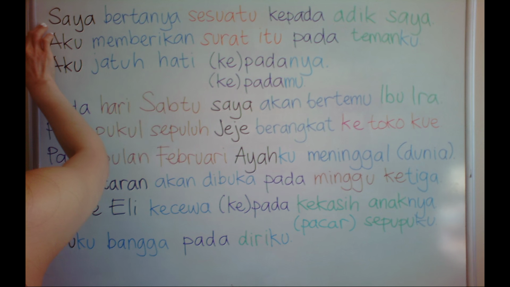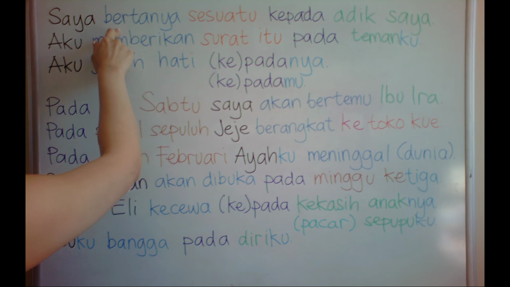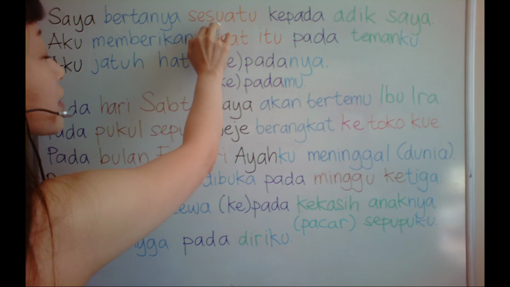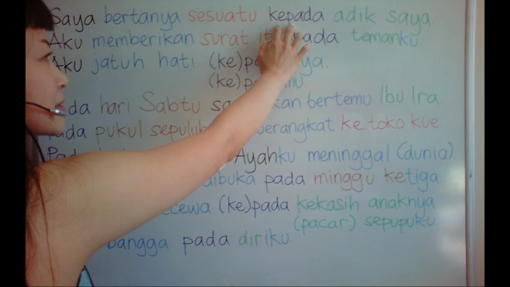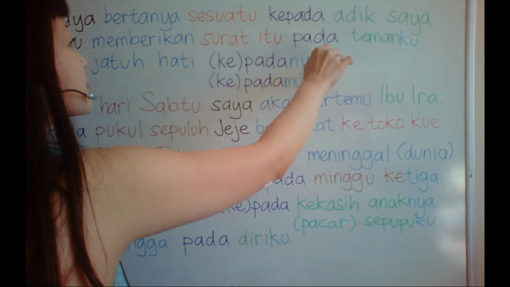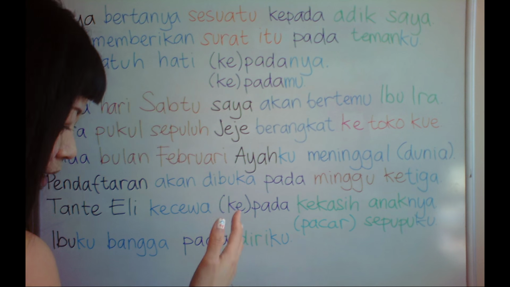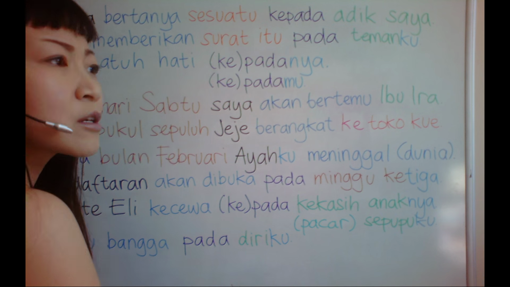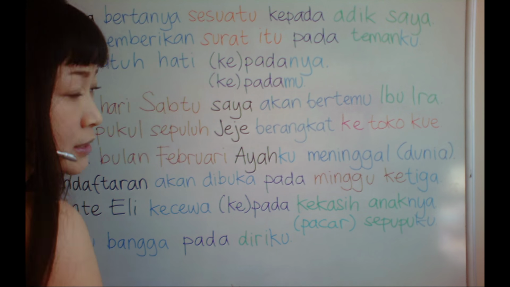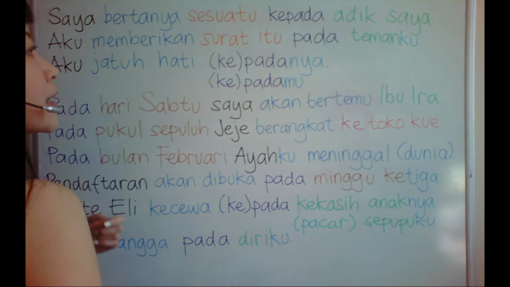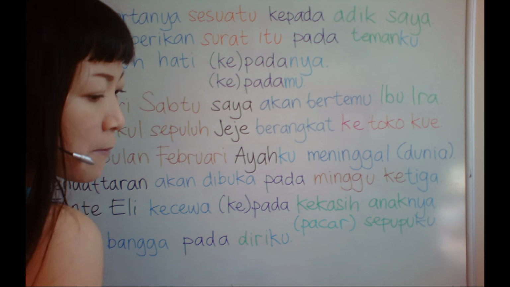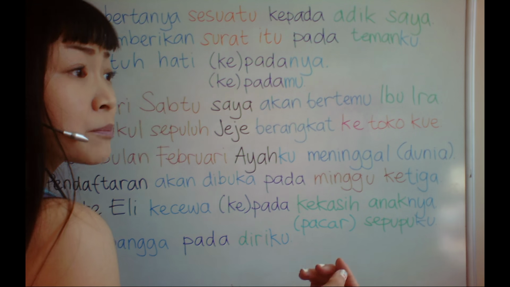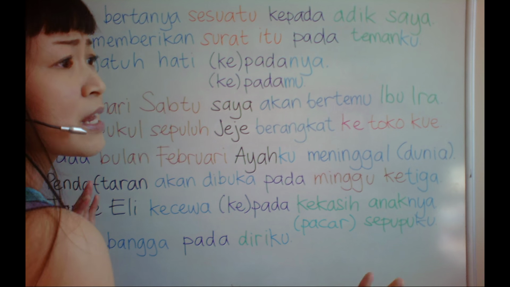Saya is I. Bertanya, ask. Sesuatu, something. Kepada, and in this case kepada is to. Adik can be a younger brother or a younger sister, because we use the same word for younger brother or younger sister, which is adik. And how do you know if it's a she or a he? Sometimes you know from the sentence before or from the sentence after, or sometimes you will never know. You just know that this person has a younger sibling.